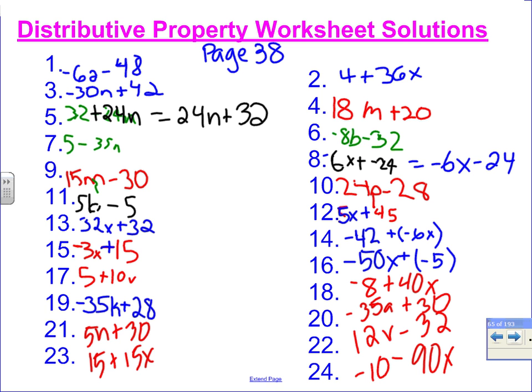Annalise, we'll start with you. Same thing. No, they're the same thing. Okay, but that's right, but you need to write it as negative 8b. Put that negative in front. Sean?